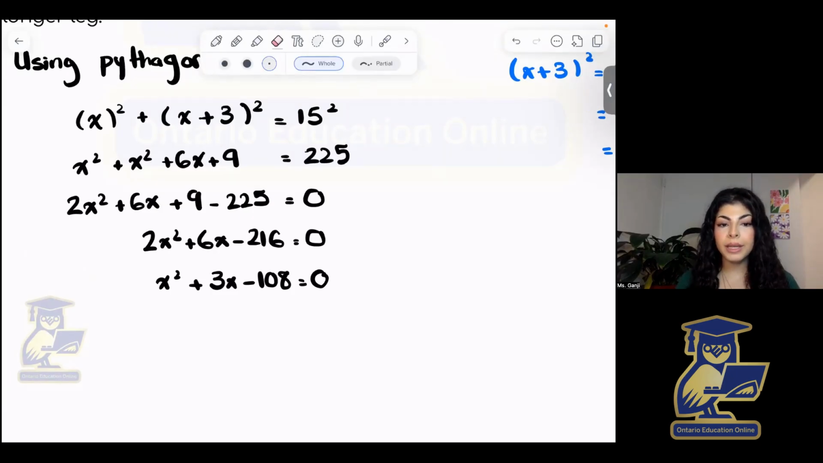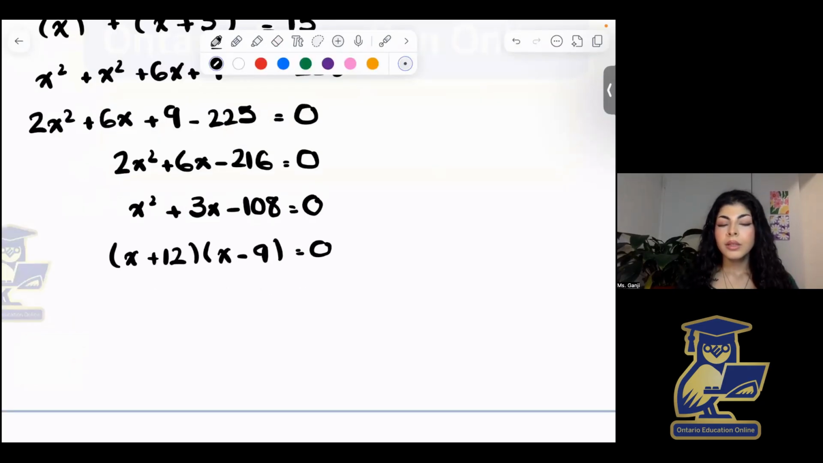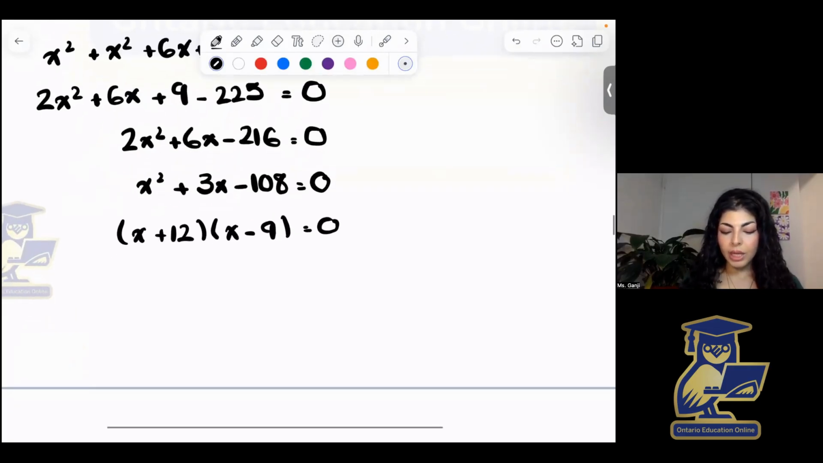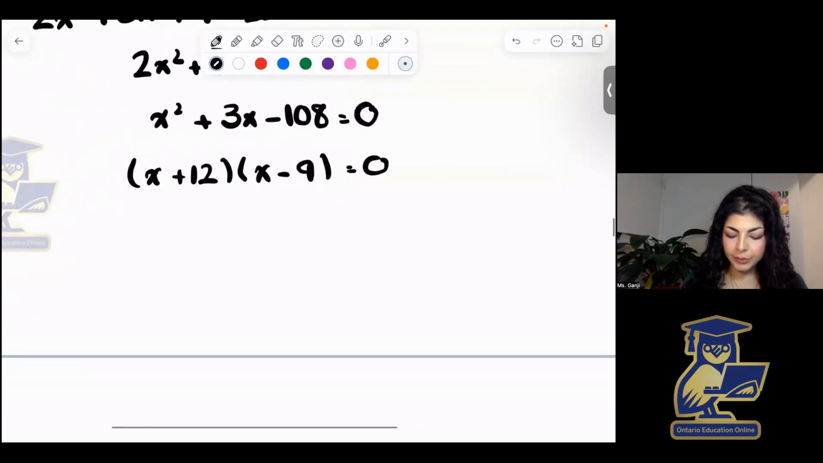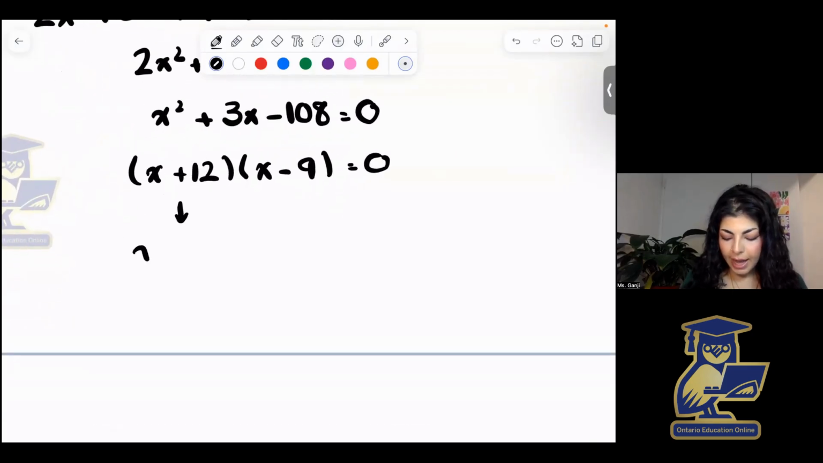So I'm going to give you a moment to pause and I want you to try and solve for what x would be equal to in this problem here. Factoring should have given you the following result, and now we can actually just solve for x. So in this bracket, x is going to be equal to negative 12, and here x is equal to 9.